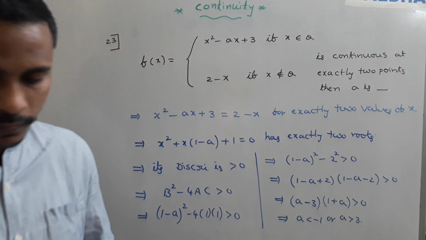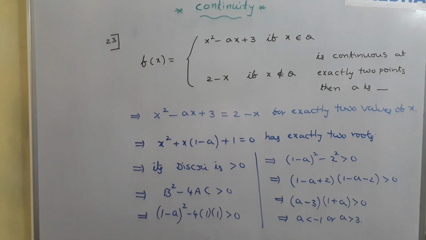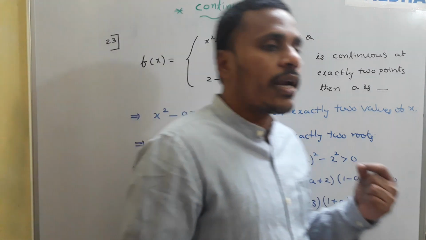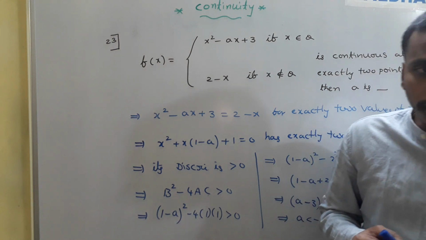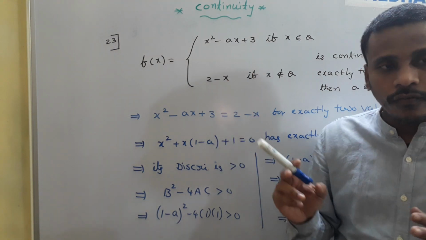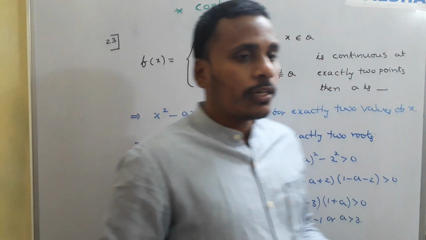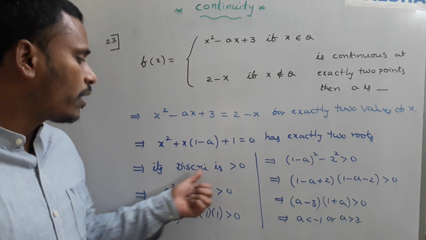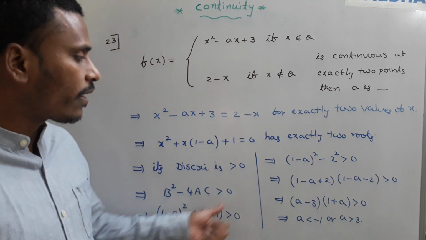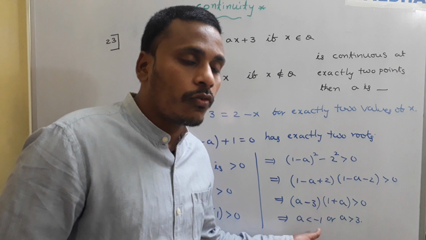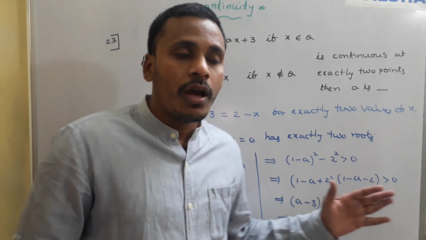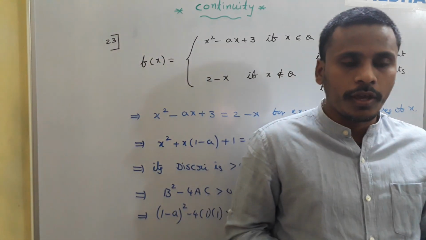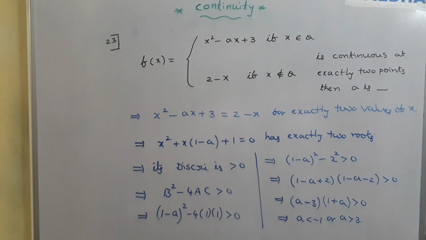Okay, have a look. So that's the answer. You just observe the problem first. As I mentioned, this function is continuous at exactly 2 points, that in turn represents that these two definitions are equal for two values of x. So that means this quadratic equation has exactly two roots, meaning its discriminant is greater than 0. When you apply that, at the end the values of a are either less than minus 1 or greater than 3. That's your answer. Okay. Have a screenshot of this.